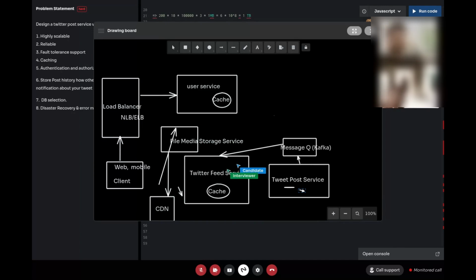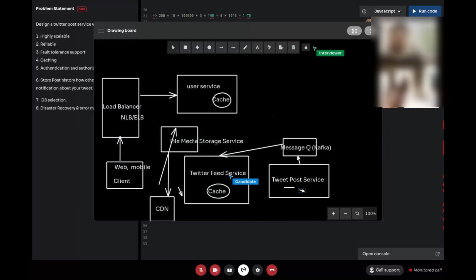However, when we do the feed, because a celebrity will have n number of followers, it will be very write heavy if I have to add to the Twitter feeds, to the timeline of that particular user's followers.